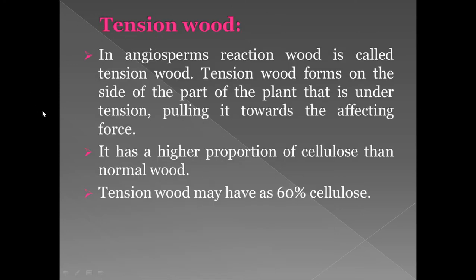So what is tension wood? In angiosperms, reaction wood is also called tension wood. The tension wood forms on the side of the part of the plant that is under tension, pulling it towards the affecting force, and it has a higher proportion of cellulose than normal wood. Tension wood may have 60% cellulose.